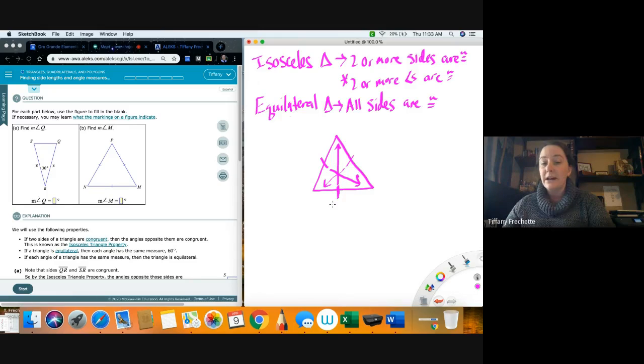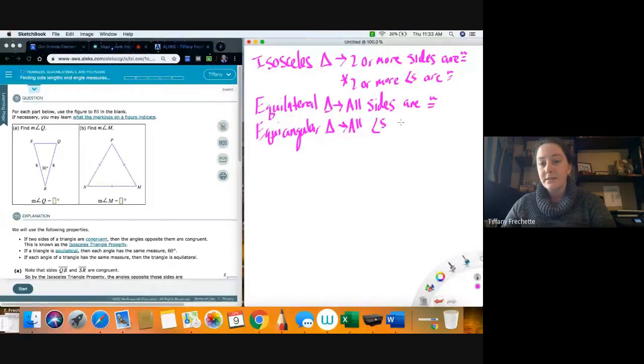So if you have an equilateral triangle, then you also have what we call an equiangular triangle. And that just means that all angles are congruent. So remember, if it's equilateral, it's also equiangular.